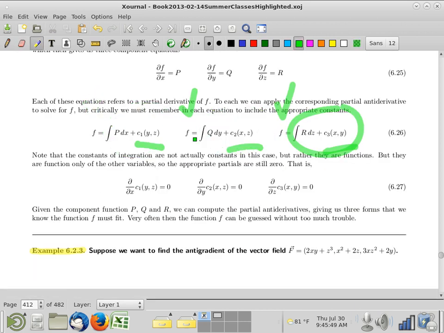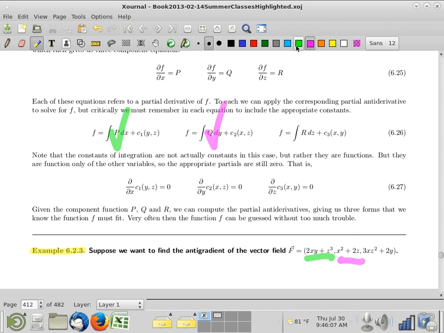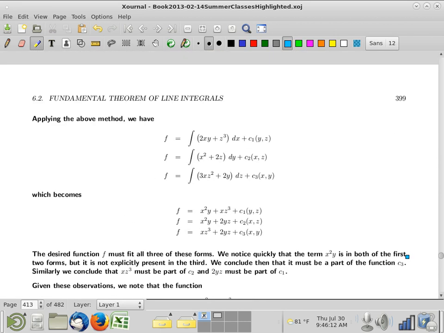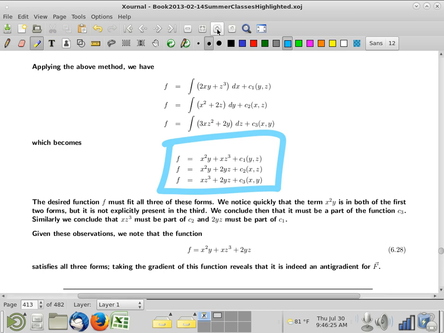Here is a vector field. Here's an anti-gradient I want to compute, and let's play the game. So per up here, I'm going to compute the x anti-partial of that first component, P. I'm going to compute the y anti-partial of the second component, the z anti-partial of that third component. So I'm going to do that. And let's see how it works out. These are the three equations that I get. Zoom in, focus on this.